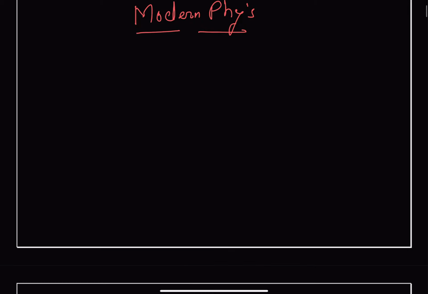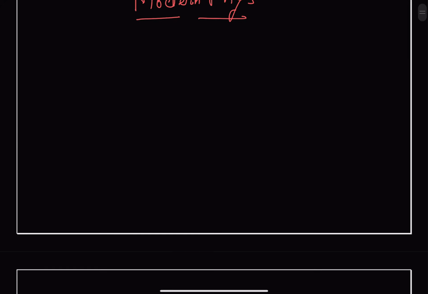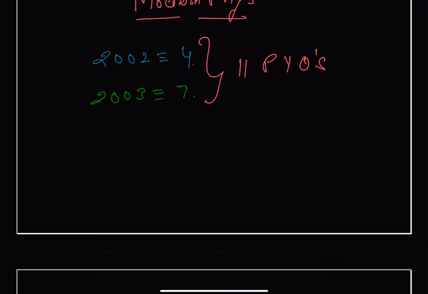These questions are from the year 2002, a total of 4 questions, and from the year 2003, a total of 7 questions. So in totality, we are going to discuss 11 questions.